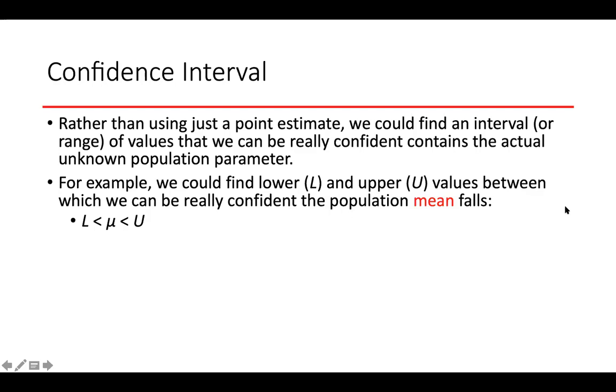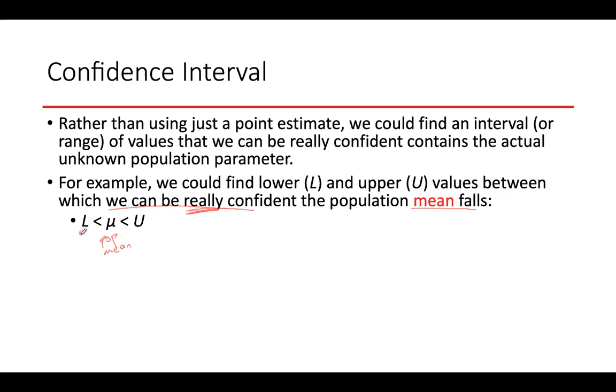That's why it's a lot easier for us to understand chapter 9 right now. So we will be finding out a lower limit for our mu. If you remember, what is this mu, arkadaşlar? Population mean, right? What is this L? Lower bound, lower value between which we can be really confident the population mean falls, okay? We will be talking about this "really confident" in a minute, okay?